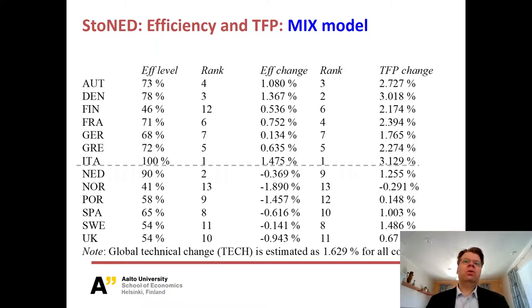And finally, in the mixed model, notice that these results are very similar to the environmental model. So Italy is again the best performing country, followed by the Netherlands. The results do not really change so much compared to the environmental model. In this particular application, this is just because these environmental variables explain output much better than labor and capital. So the mixed model is entirely driven here by those environmental variables, and labor and capital play a relatively little role.